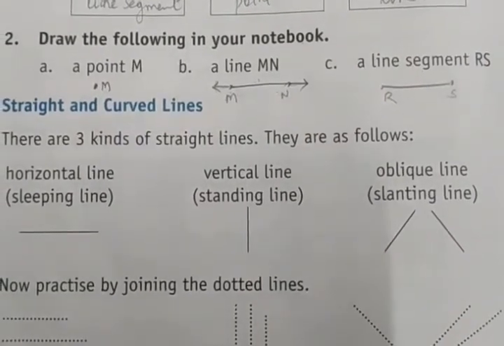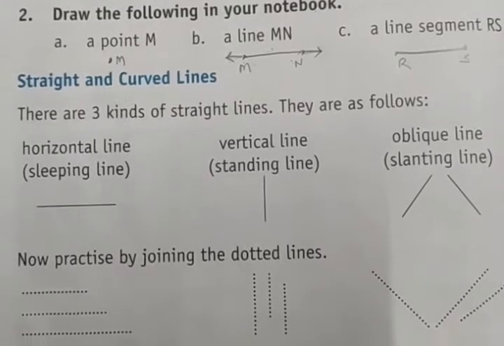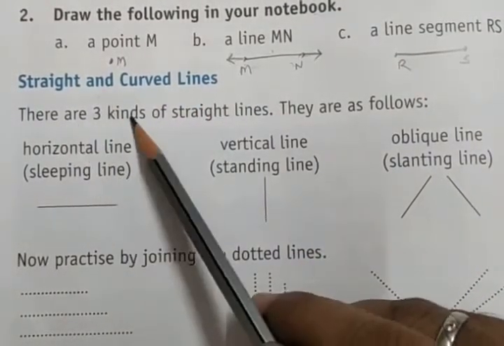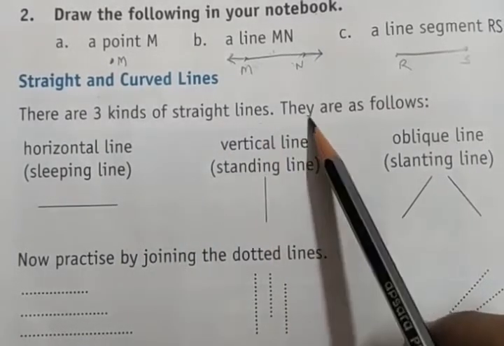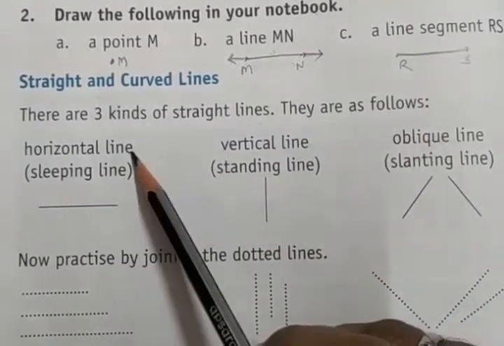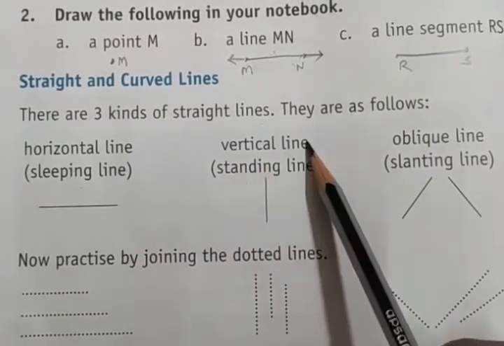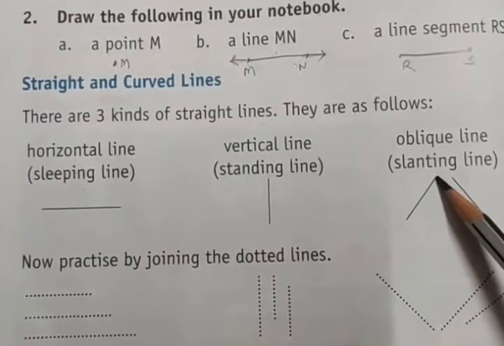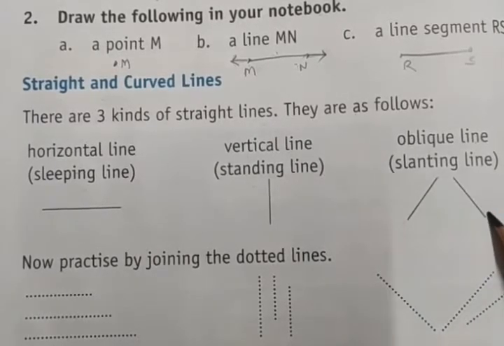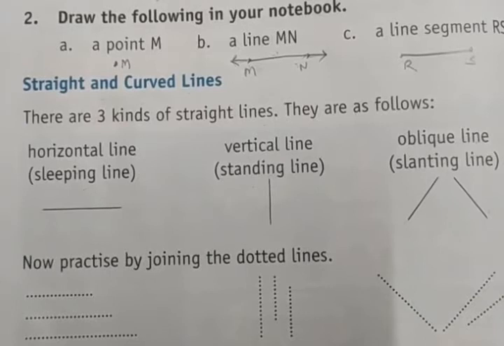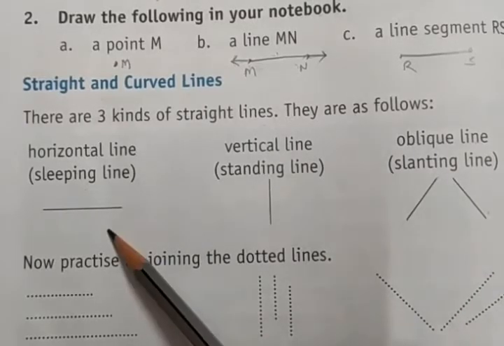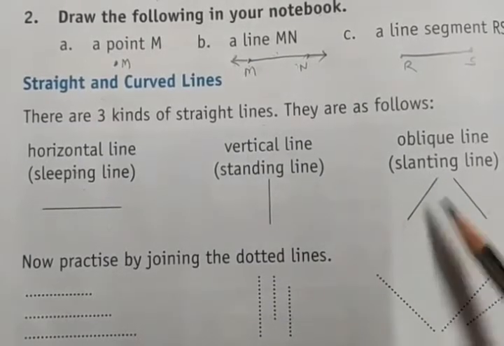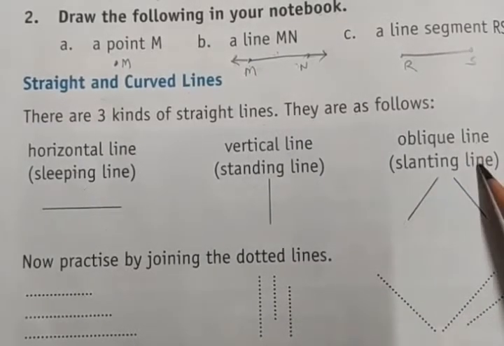Next we have straight and curved lines. There are three kinds of straight lines. They are as follows: horizontal line or sleeping line, vertical line or standing line, and oblique line or slant line, slant right or slant left. This is called a slant line.